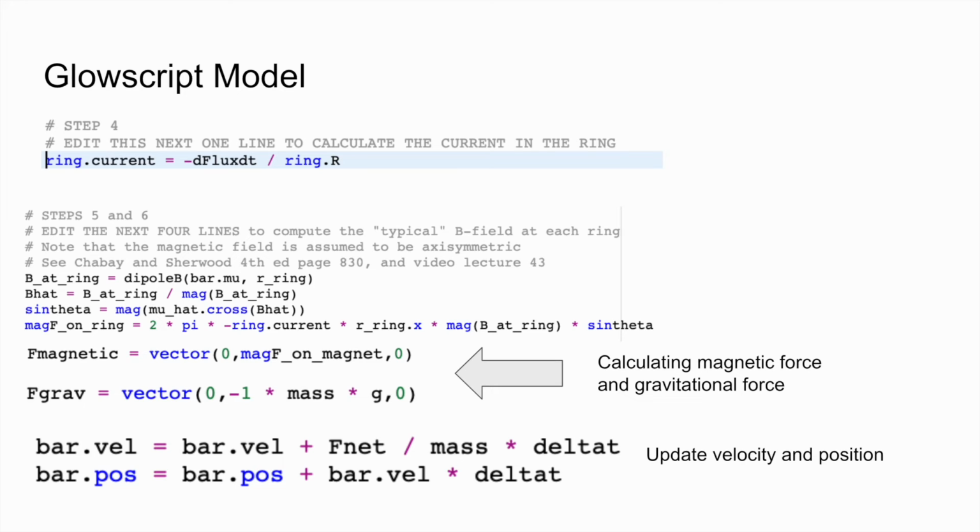And then we calculate the magnetic force, and then we calculate the gravitational force, and since they're acting in opposite directions, we need to calculate the net force. And then we use the net force to update the position and velocity vectors.